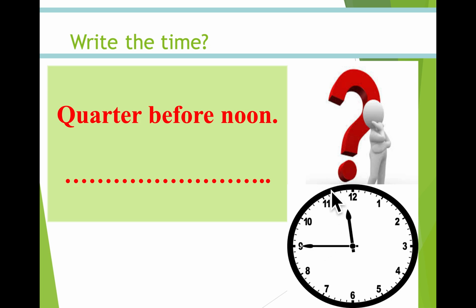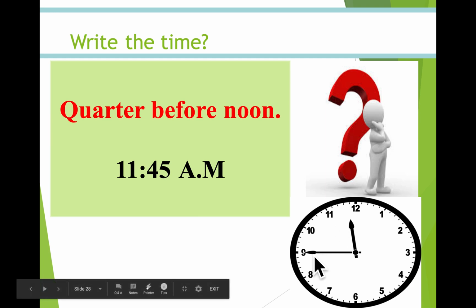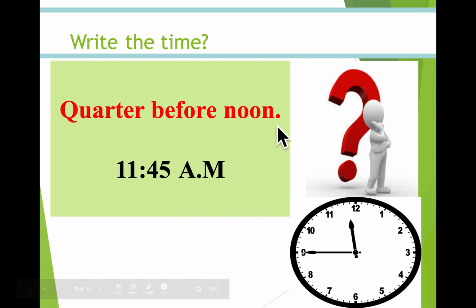Okay, so that's your hint. It's 11 and it's a quarter before noon. So I need to know my minutes. All right, so my minutes are 45. My hour is 11. The minutes are 45 and it is AM because it's before noon. Before noon means we are still in the morning time, before noon.